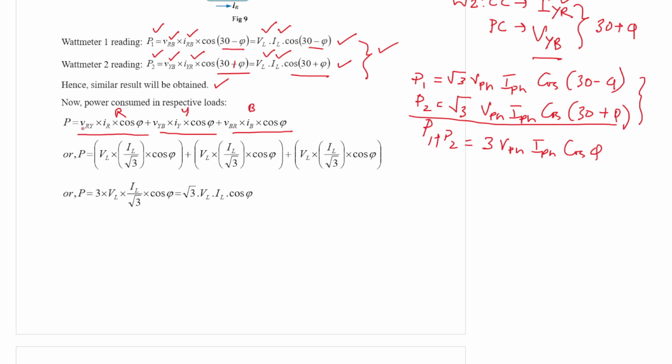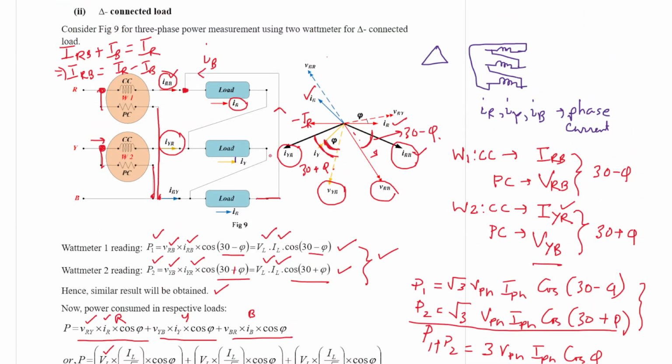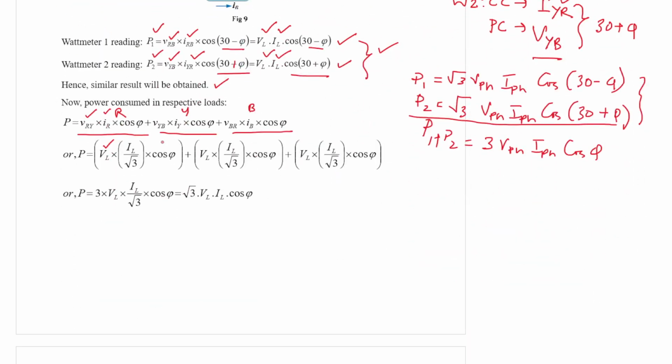Now for R phase, the line voltage and phase voltage are all the same, so it does not matter. So it becomes VL, and IR becomes IL by root 3. IR becomes the phase current, flowing to the respective phase load connected in each phase. So IR becomes IL by root 3 and power factor is cos phi. So a similar relation we can observe.